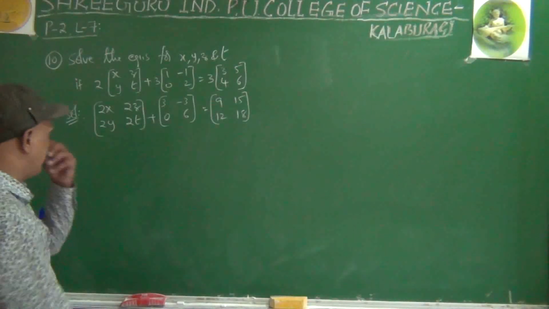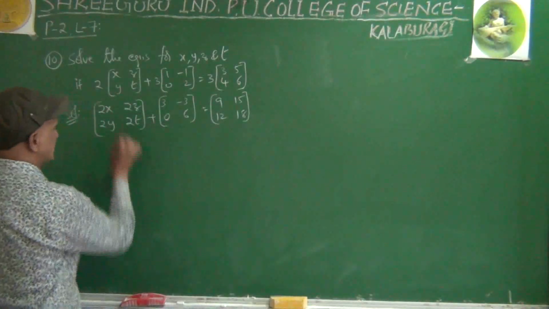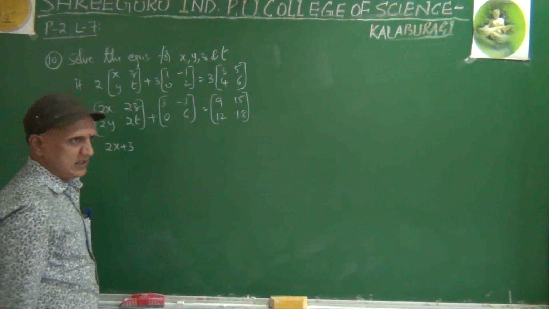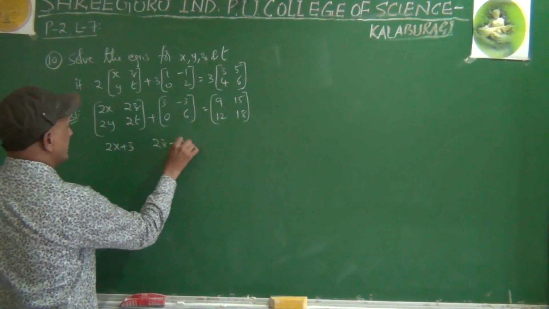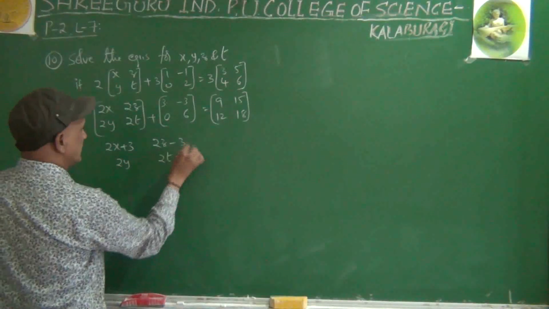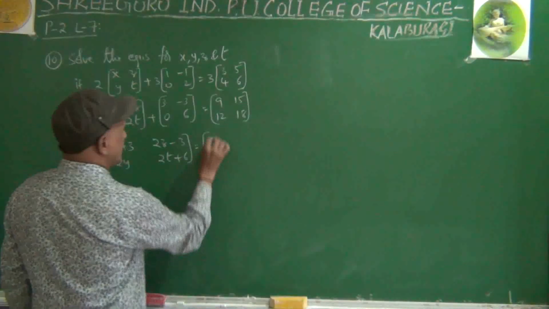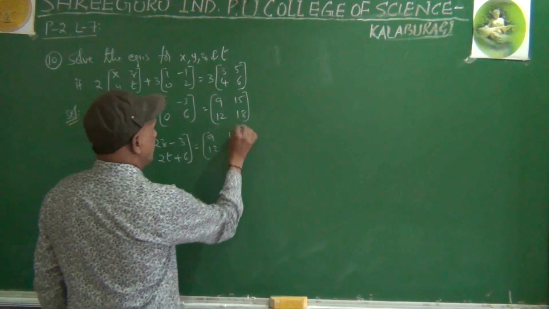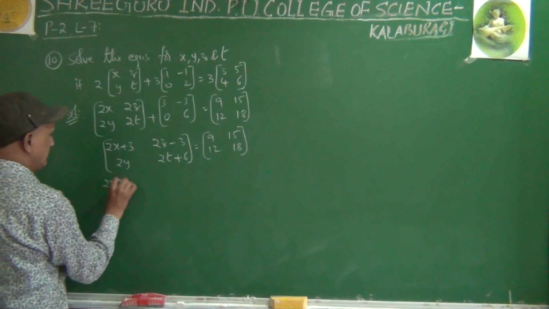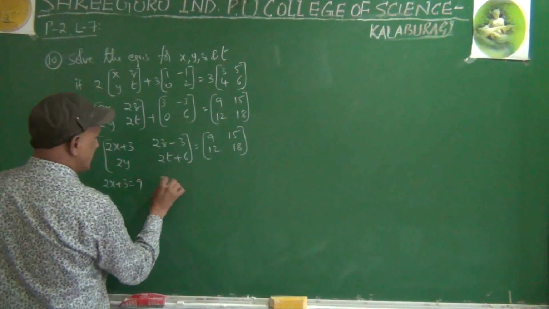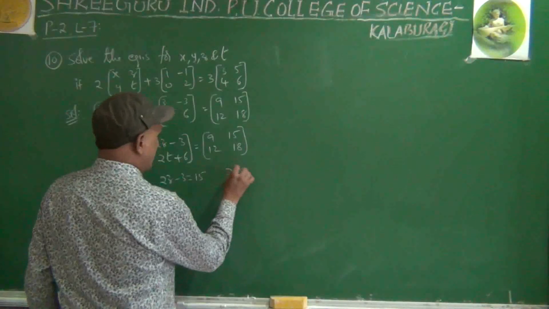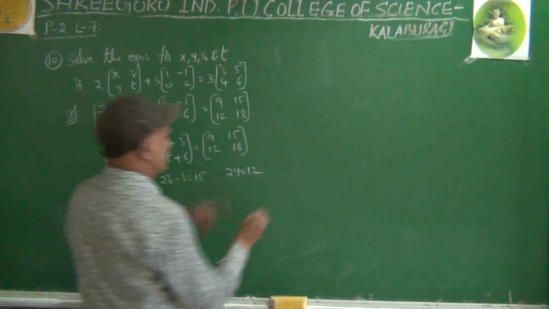You have to do actually addition of the matrices. 2x plus 3, 2z plus minus 3 means 2z minus 3, 2y plus 0, 2t plus 6. Addition of the matrices over. Now equality of the matrices. 2x plus 3 equal to 9, 2z minus 3 equal to 15, 2y equal to 12, 2t plus 6 equal to 18.